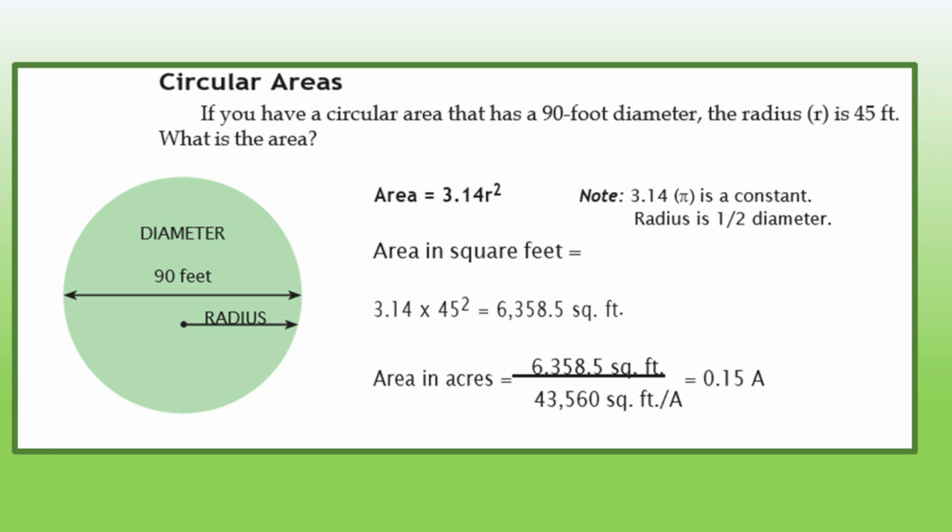Now we're ready to calculate our square feet. When we look at the area in square feet, we're going to take pi, or 3.14, times 45 squared, the radius of the circle. This is going to equal 6,358.5 square feet. Our final calculation, looking at this circular area, is going to be calculating the area in acres. We're going to take what we have in square feet, 6,358.5 square feet, and divide it by the square footage in an acre, which again is 43,560 square feet, for a total of 0.15 acres, or 15/100ths of 1 acre.